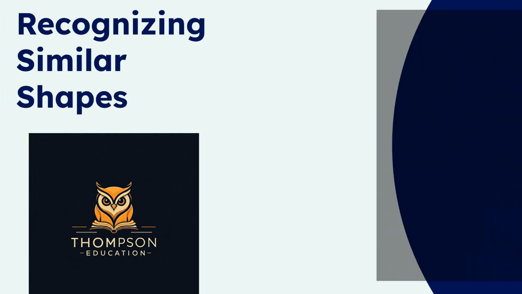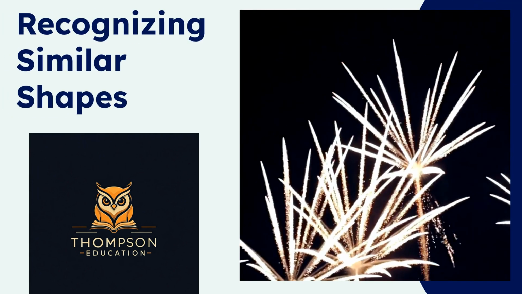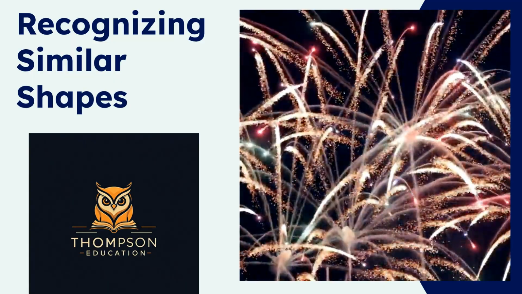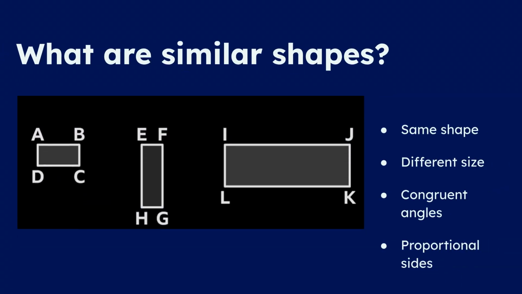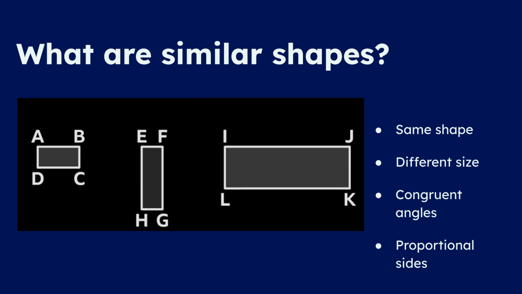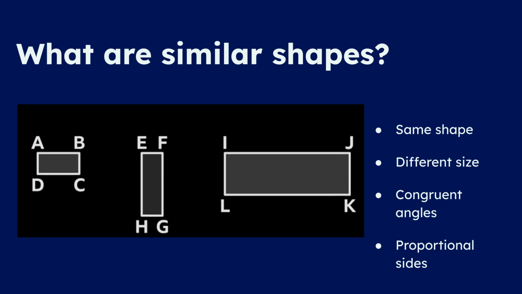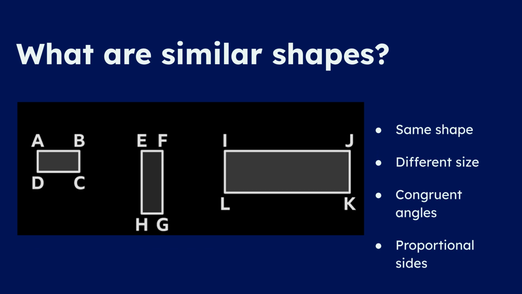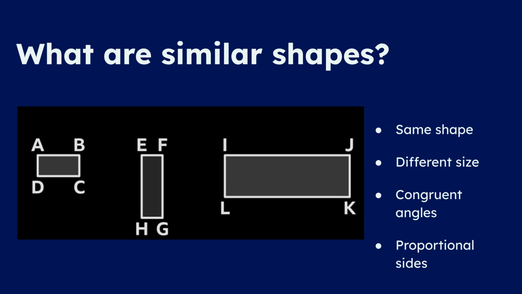In this video, we'll explore the concept of similar shapes in GCSE Maths. Similar shapes have the same shape, but not necessarily the same size. They have congruent angles and proportional sides. Two shapes are described as similar if one is an enlargement of the other. The shapes do not need to be orientated the same way.